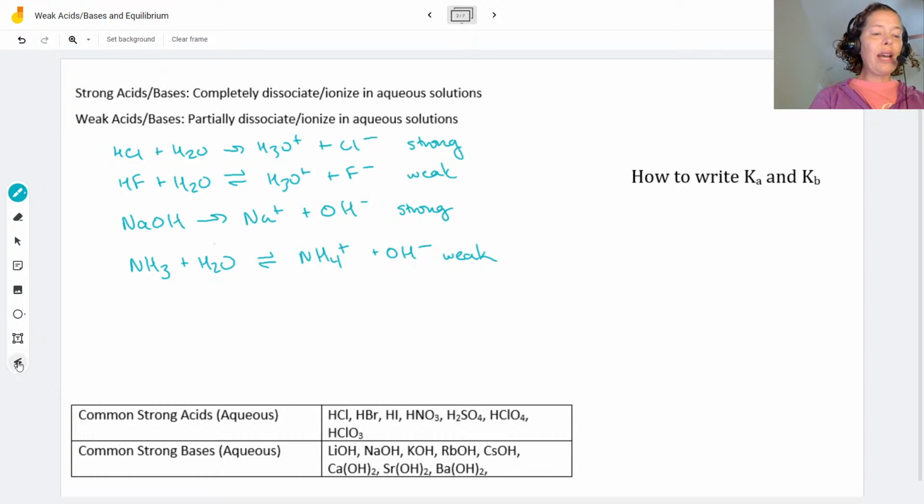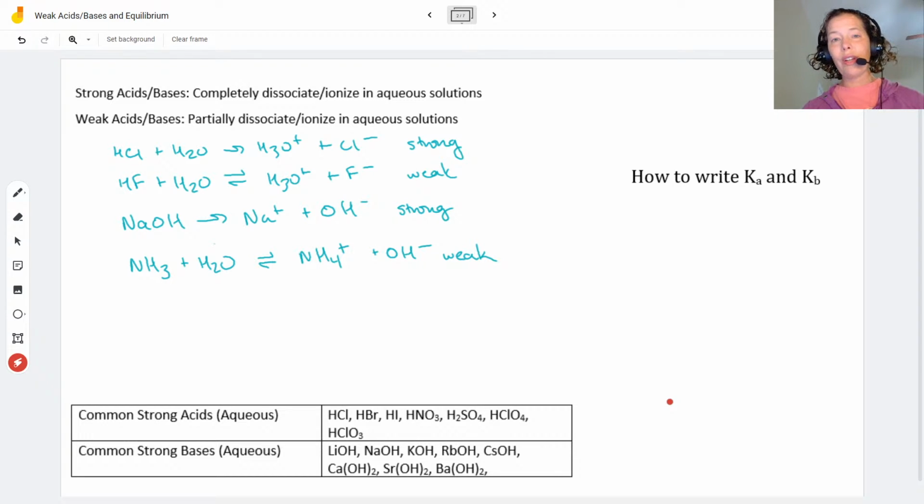All right, so what I also did here at the bottom of the screen was I put in some common strong acids and some common strong bases. And a lot of times in your class, depending on your teacher or your professor, they might have you memorize especially the strong acids. And so if you don't have a strong acid, then you assume it's a weak acid. Another thing you can do is if an acid has a Ka value, then it is a weak acid.